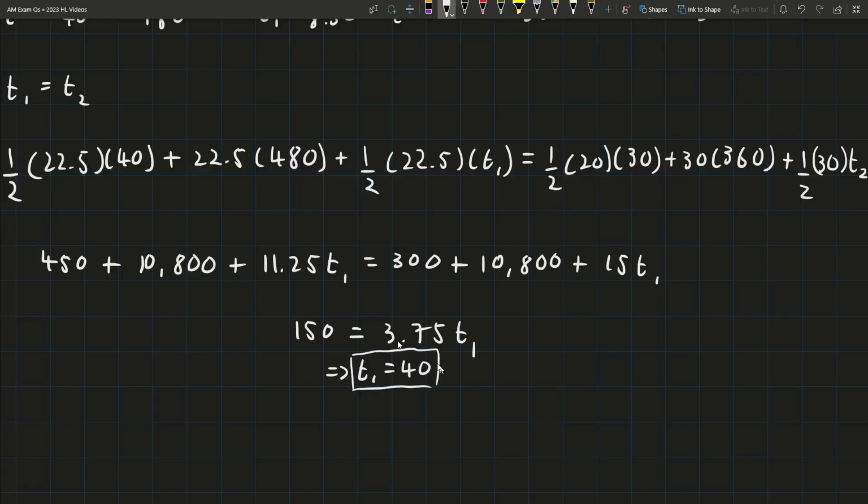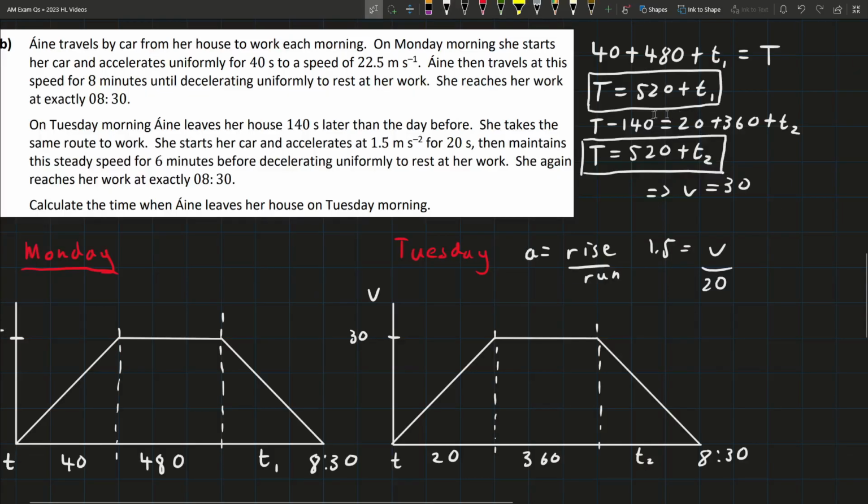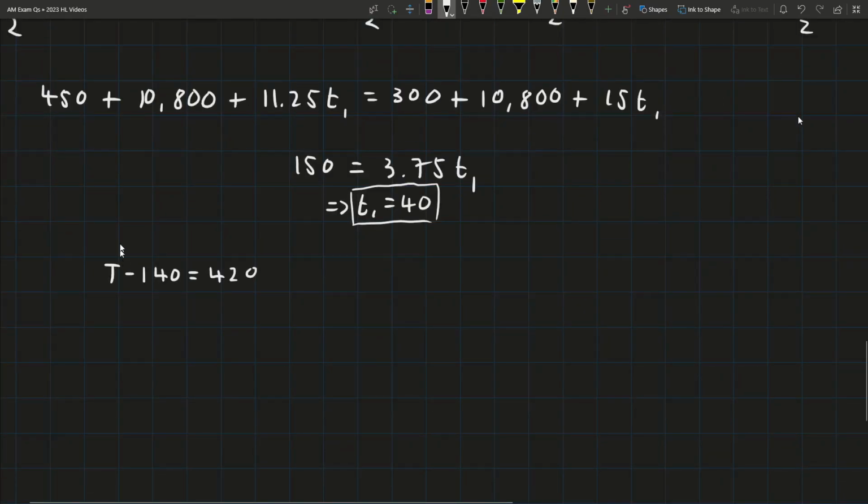So what does this mean? Now we've got to take this back to the context of the question. We know on Tuesday, the total time it took her to get to work was T minus 140. That was equal to 20 plus 360 plus T2. And remember, T2 is the same as T1. So to find out what the total time minus 140 is, we can replace that T2 with the T1, which is 40. Remember, she left 140 seconds later, which means it took her 140 seconds less than it did on Monday. That's equal to 420 seconds. So that's the time it took her to get to work on Tuesday.